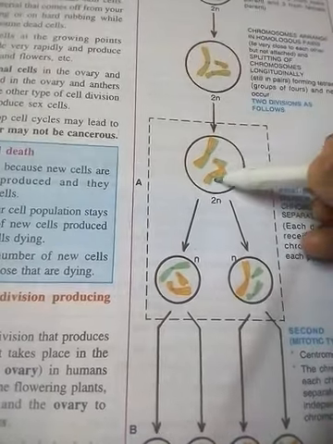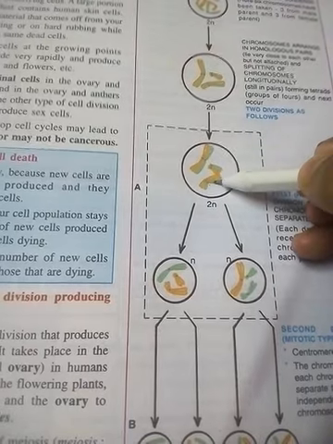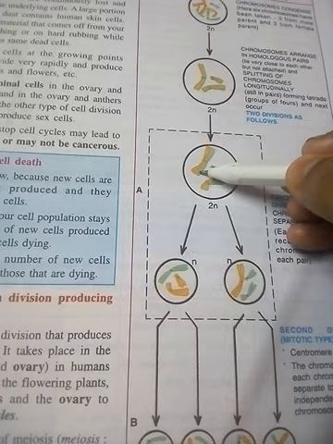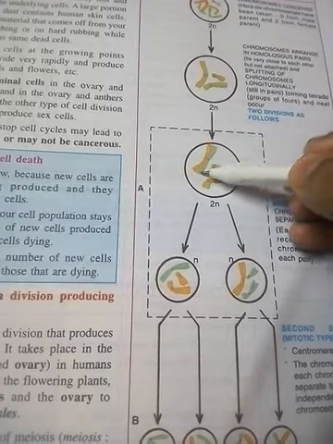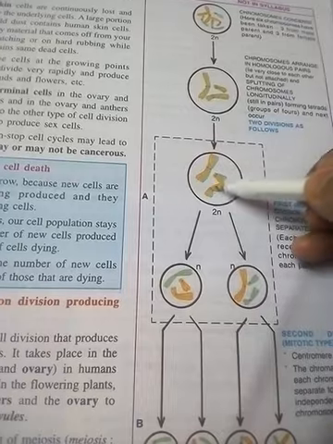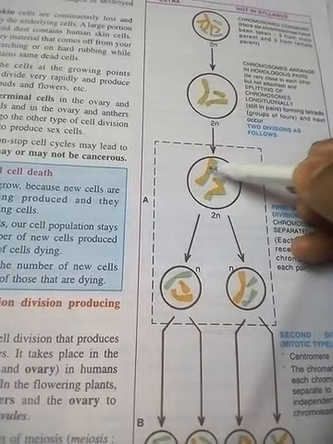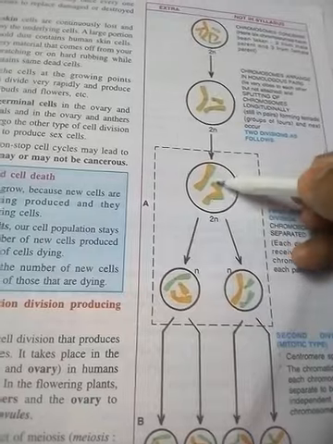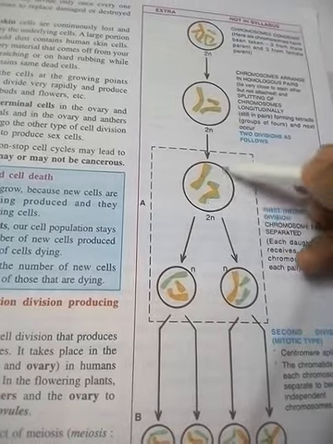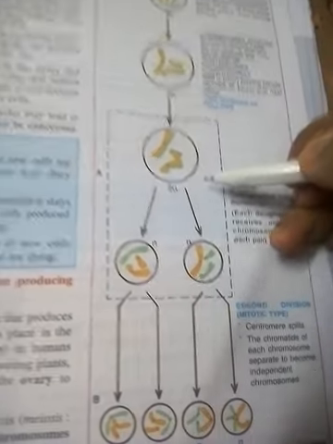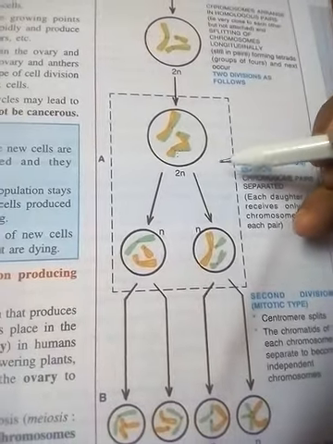So 1, 2 and 3 pairs of chromosomes are present, and in each pair one chromosome is denoted by yellow color and the other by green. Here this is yellow and this is green, and another yellow and green. So there are 3 pairs of chromosomes, and in each pair 2 chromosomes are present. This is a diploid cell, 2n equals 6, or we can say 2n equals 3 pairs. So first, meiosis 1 takes place.